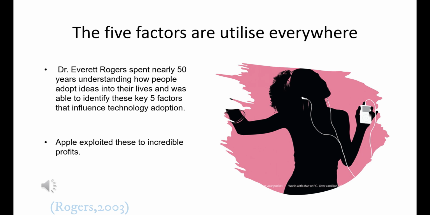Rogers' 5 factors are still useful everywhere, not only in case of agriculture. The 5 factors are still applicable in almost all spheres of society. Dr. Rogers spent nearly 50 years understanding how people adopt ideas into their lives and was able to identify these key 5 factors that influence technology adoption.